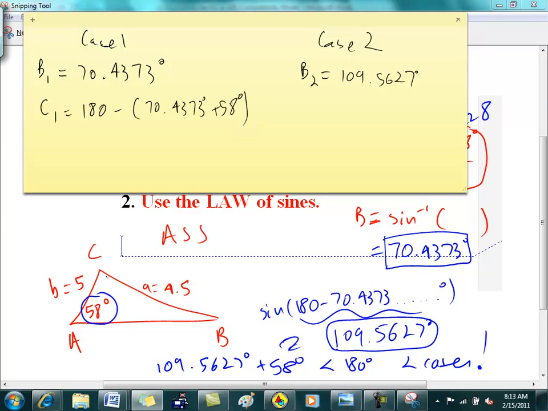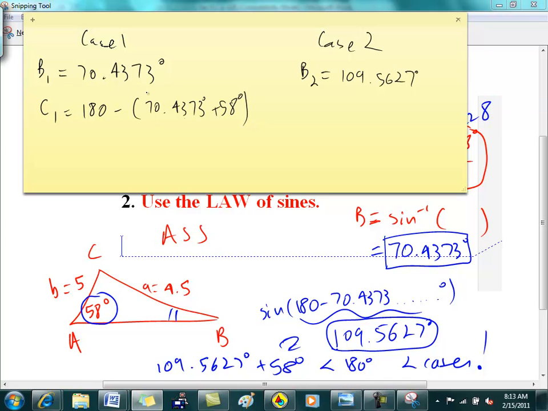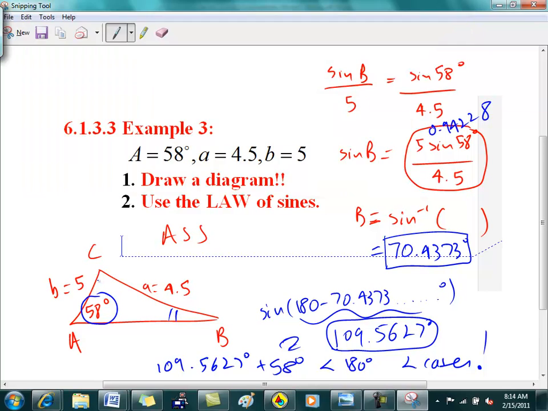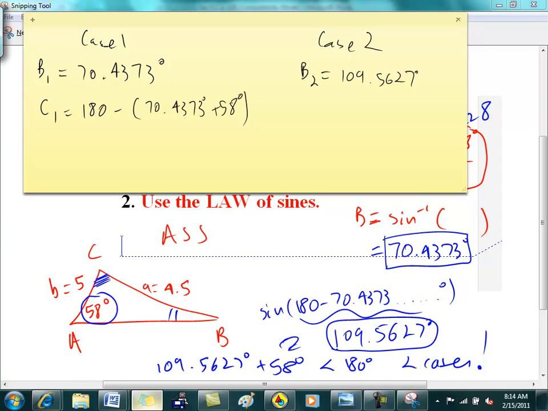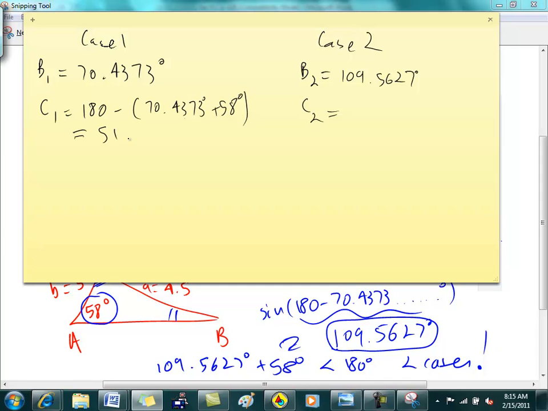In this triangle, this angle here, maybe 70 point something. Maybe 70.4373. So 58 plus 70.4373, you add that and you subtract that from 180, will give you this angle here. Okay? Is everybody with me on that? So can you give me the number here for that and the number here for that? 51.5627 and C2?